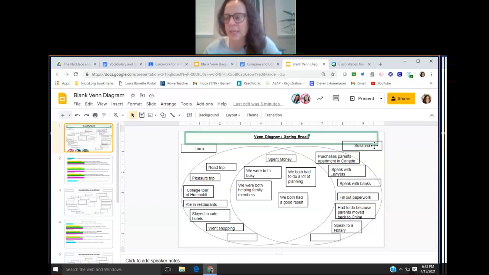her parents lived in Canada and they were moving back to China and they needed to sell their apartment in a hurry so they could leave. So Susanna ended up buying her parents' apartment from them at market price. So it was difficult. And she had to do lots of paperwork and speak with lawyers and speak with bank representatives and I had to get a notary, which is a person who helps you sign your documents and then verifies that you are who you say you are. And she had to fill out a lot of paperwork.